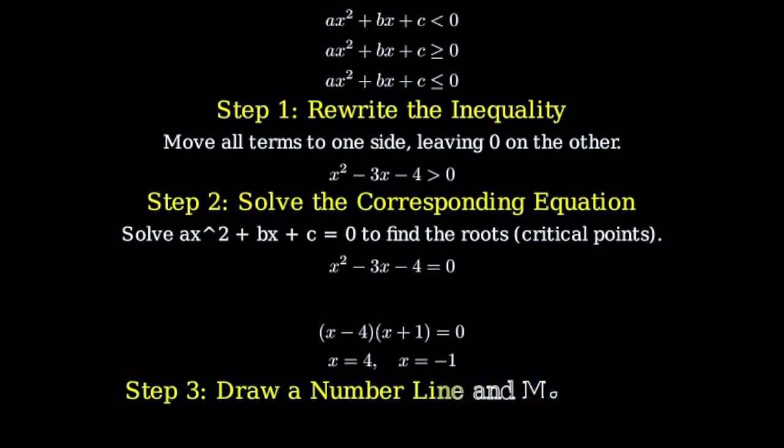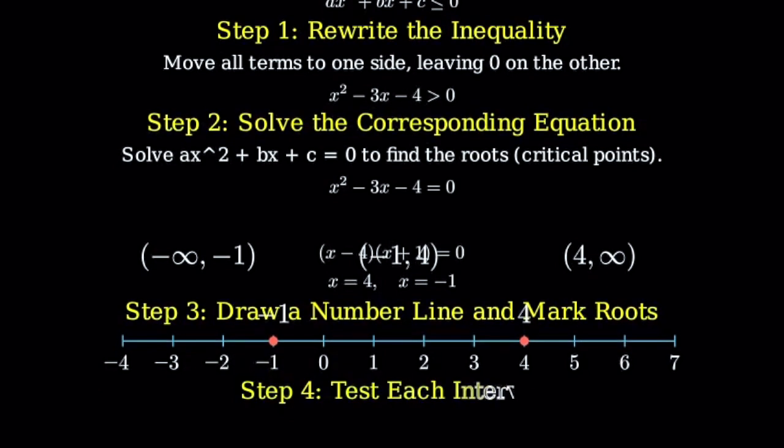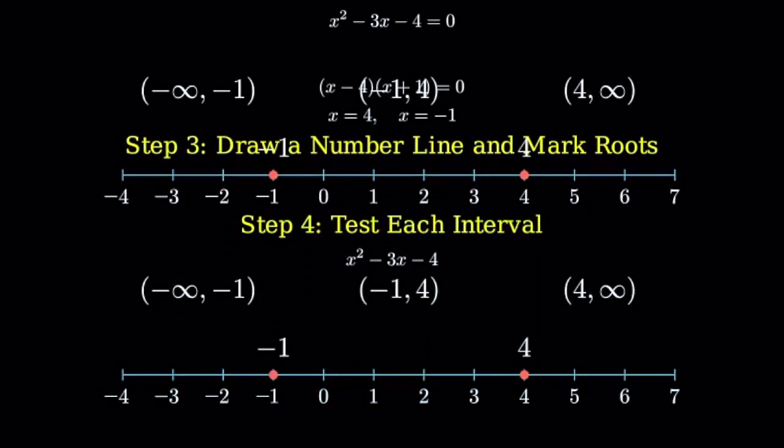Step 3 is to draw a number line and mark these roots on it. Here's our number line. We mark −1 and 4. These roots divide the number line into 3 intervals, from −∞ to −1, from −1 to 4, and from 4 to +∞. Step 4 is to test a point from each interval in the original quadratic expression, x² − 3x − 4, to see if the result is positive or negative.